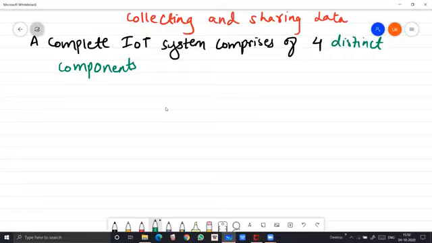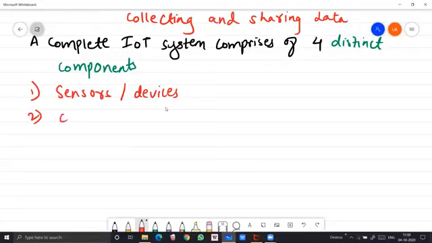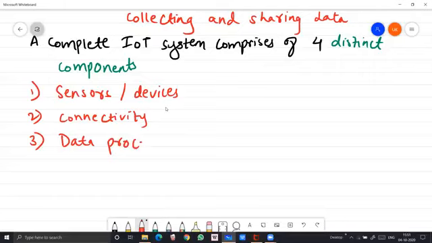So the very first stage, students, is the sensors, a very important part as well, and we can also call it the devices. Then the second one is connectivity. As long as you are connected, only then will you have access to all the technology, the sharing and transferring of data, and the collecting of data. The third one is data processing.